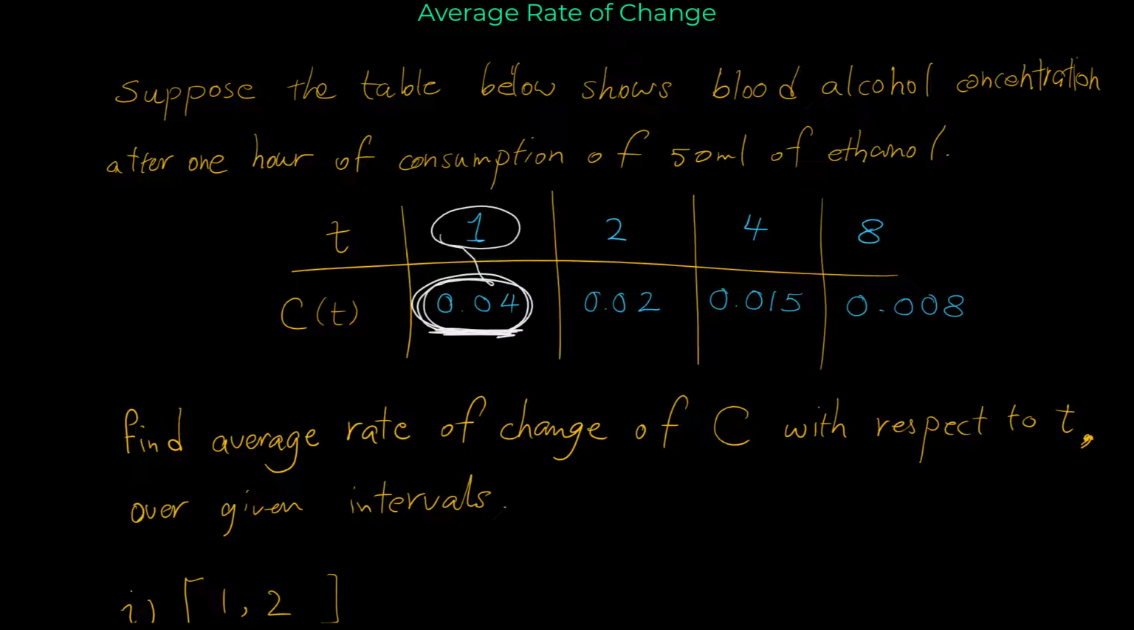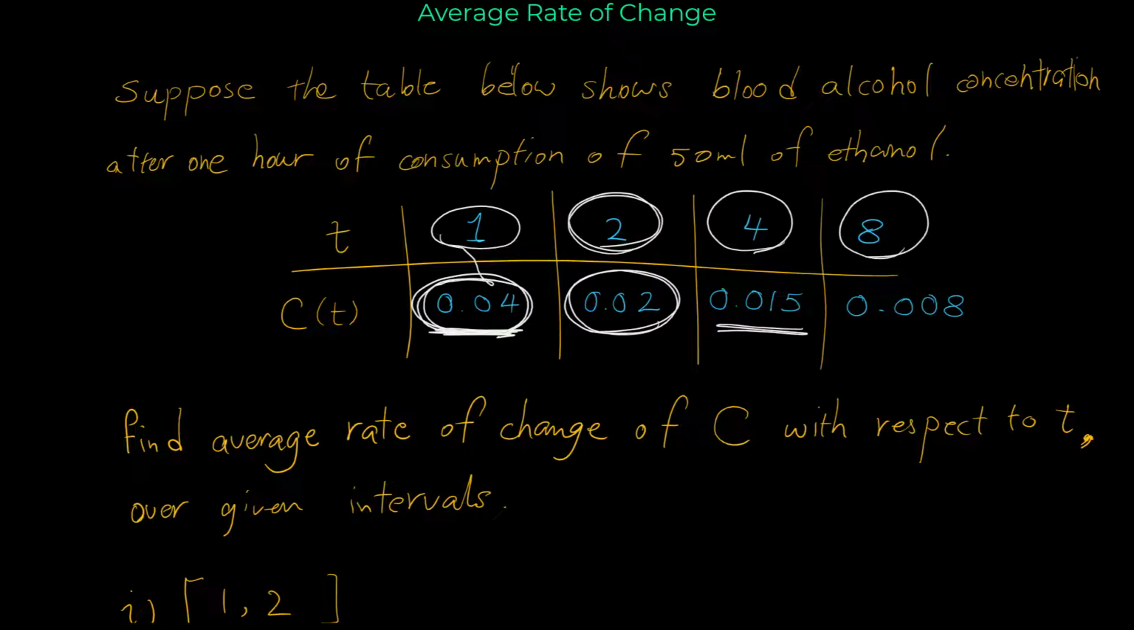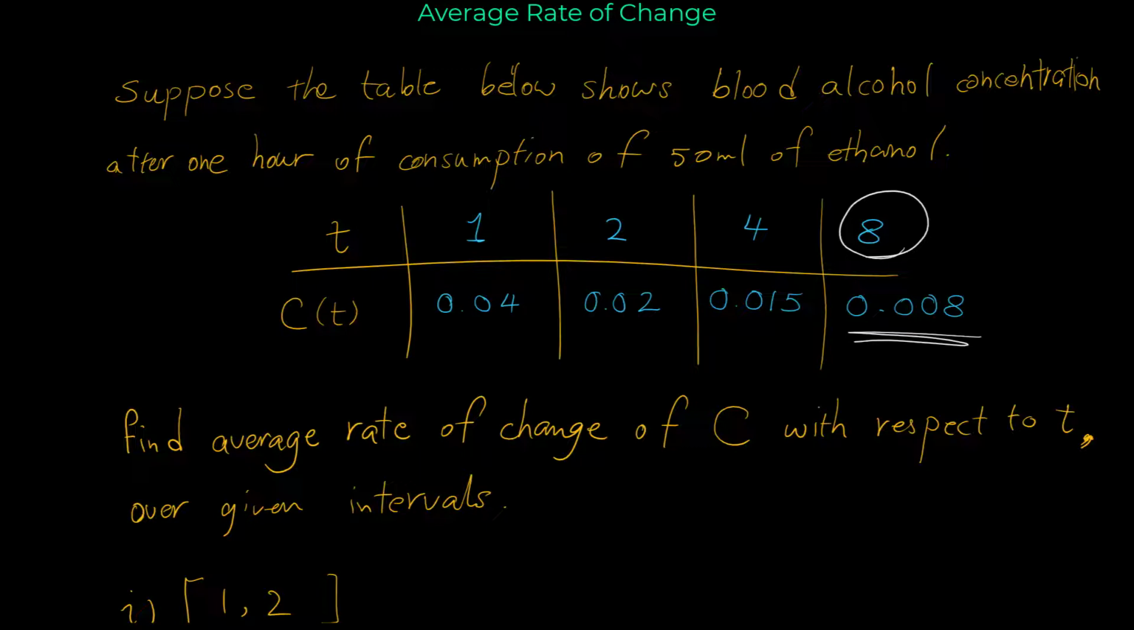So the alcohol concentration in the blood is 0.04 after 1 hour. After 2 hours of consumption, as you can see, the concentration is lower, which makes sense. After 4 hours, the concentration is 0.015, and after 8 hours, it's very small and it is 0.008. So now that we know what this table and these values are, let's see what the question is.